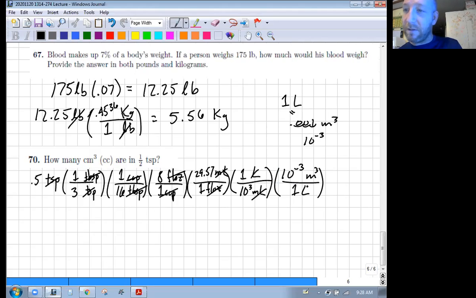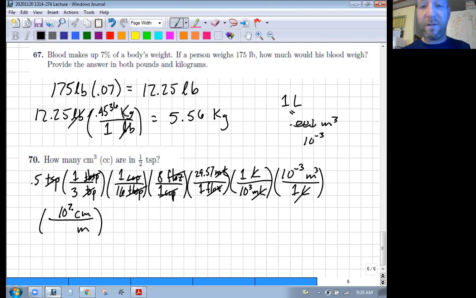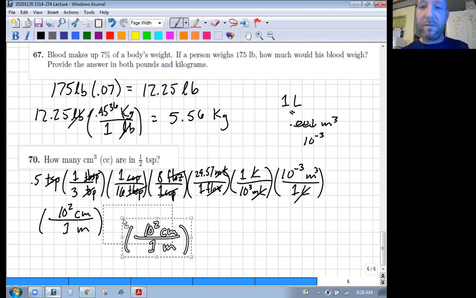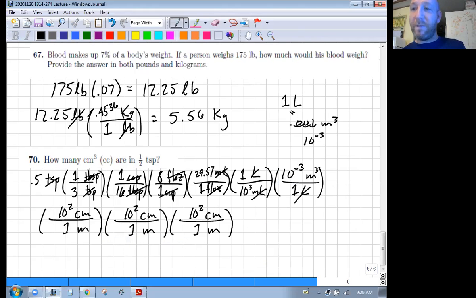Milliliters are gone, liters are gone. Now it's going to keep going because we want centimeters cubed, right? I need to get rid of meters in favor of centimeters. And I have to do it 3 times. 10 to the squared centimeters make a meter. 1, 2, 3. All right, meters cubed. Boom, boom, boom. Now we finally have our centimeters cubed.